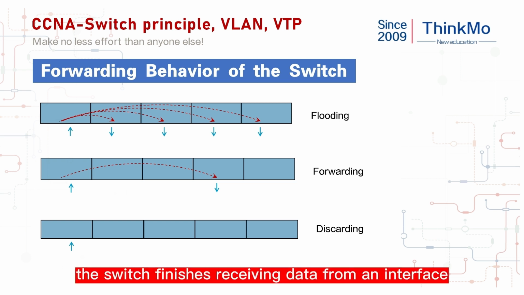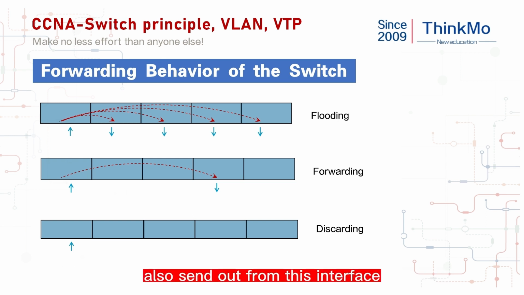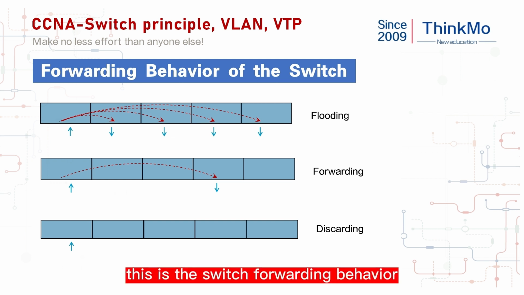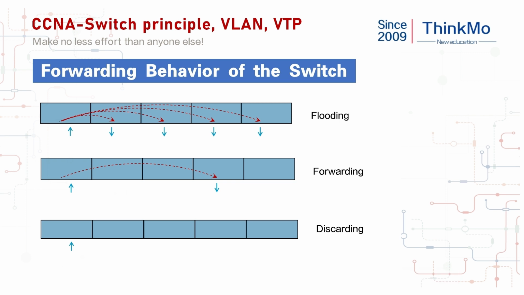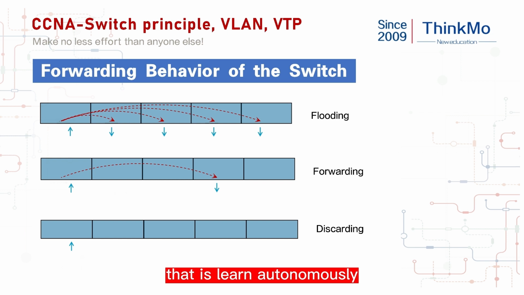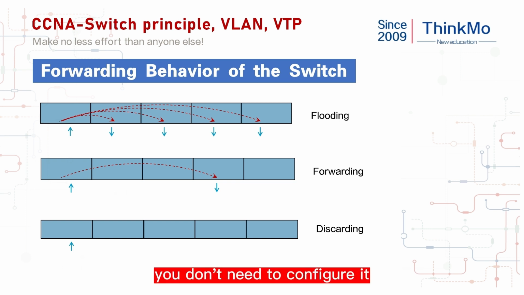The switch receives data from an interface and would also send it out from this same interface. It will discard this data. This is the switch forwarding behavior. The switch also has a working behavior called learning. That is, it learns autonomously. The switch can learn automatically. You don't have to configure it. So some people will say that the switch can be used as soon as it is turned on, you don't need to configure it. That's why it works by itself.